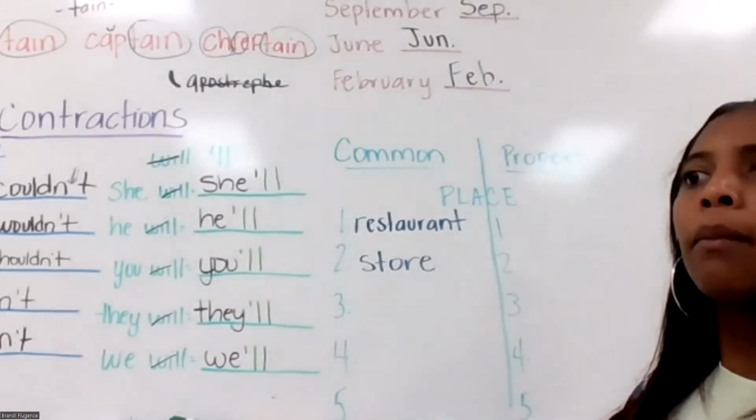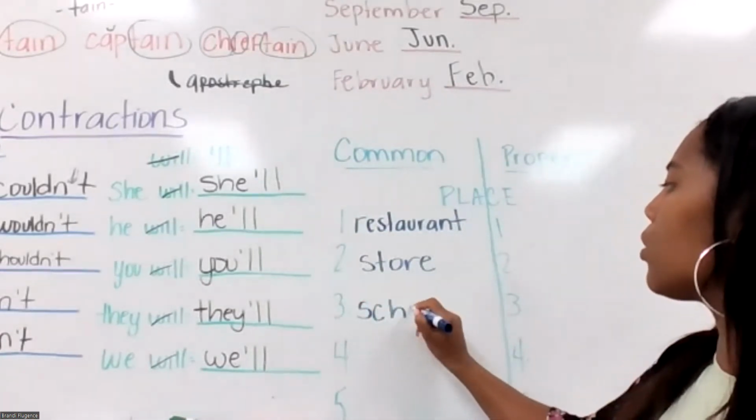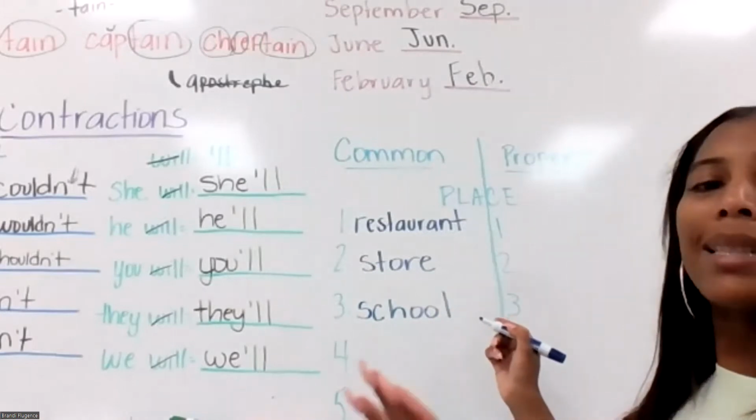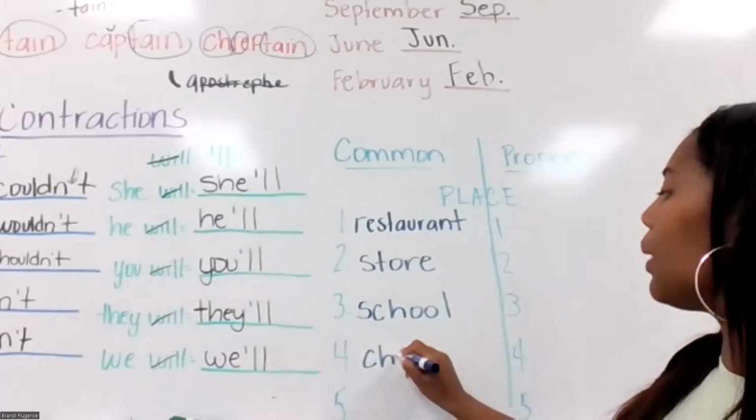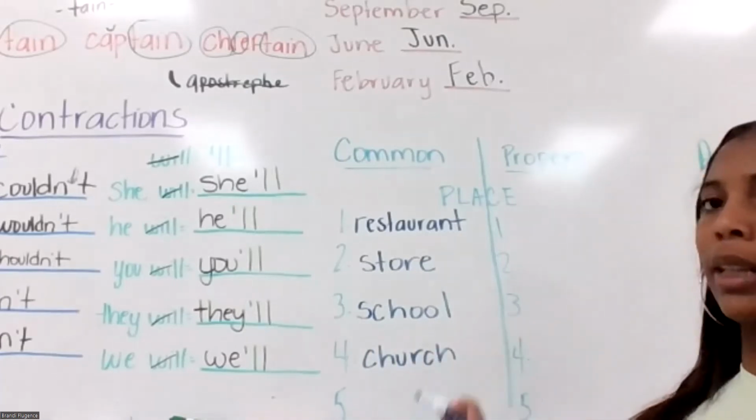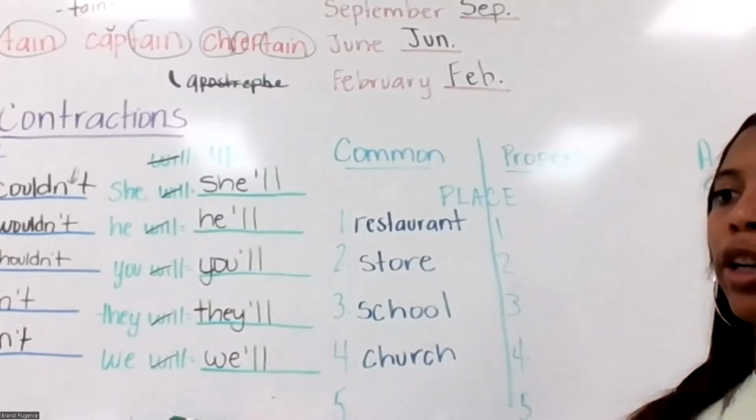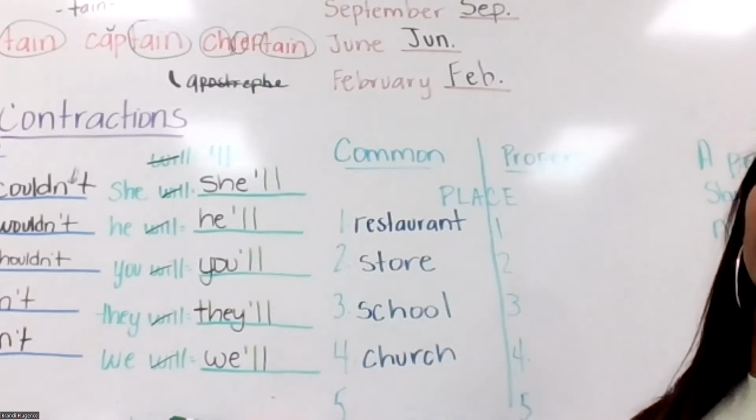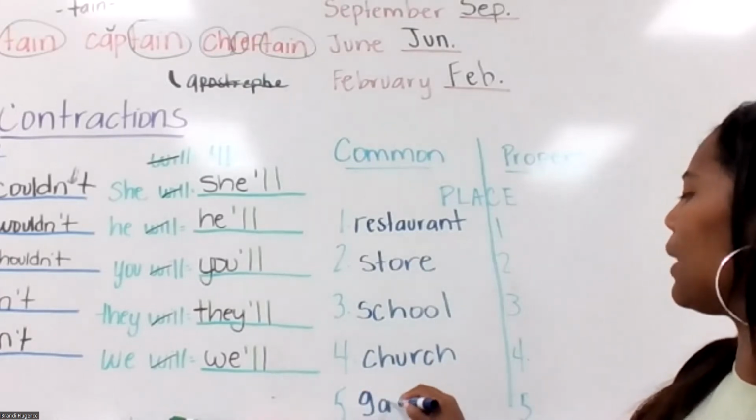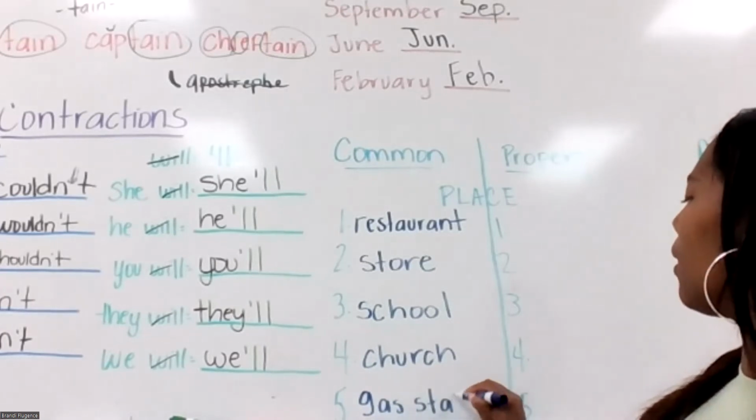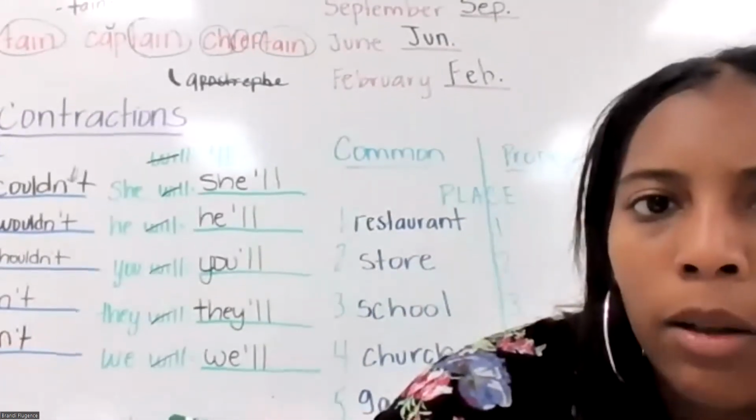Okay, another common noun name of a place. School. I will go to school. That could be any school, so that's common. Church. A church. We can go to any church. That is also a common noun. One more. Restaurant, store, school, church. What are other places we can visit that are common? Gas station. We say we put gas at the gas station. That could be anywhere. So all of these are examples of common nouns.